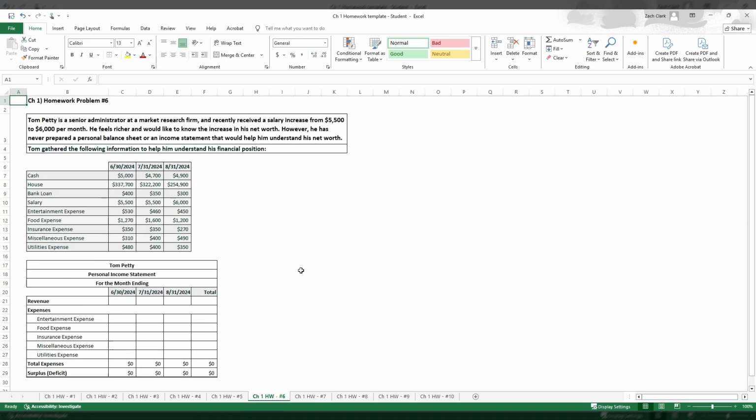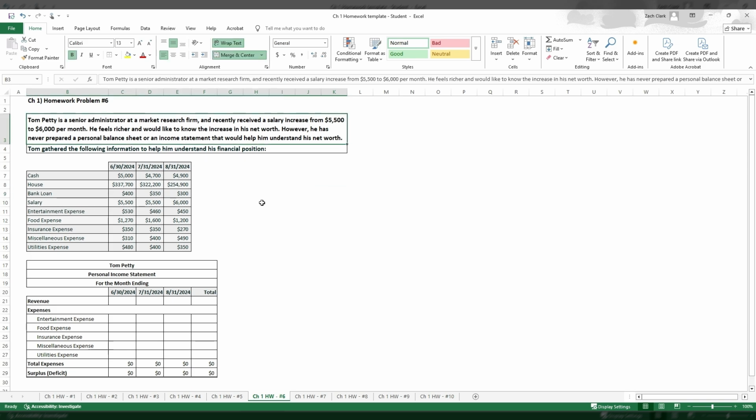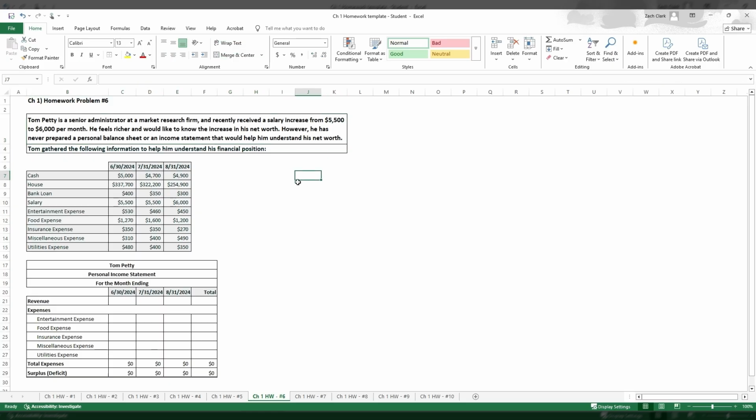Okay, let's go on to problem number 6. Here in homework problem number 6, we've got Tom Petty. Apparently, they use some musician names in here, kind of funny. But he's a senior administrator, different Tom Petty apparently. And he received a salary increase from $5,500 to $6,000. He feels richer. He wants to know the increase in his net worth. So we're going to help him do some of that work and see how much his net worth is increasing. And this is going to be for a 3-month period, it looks like.